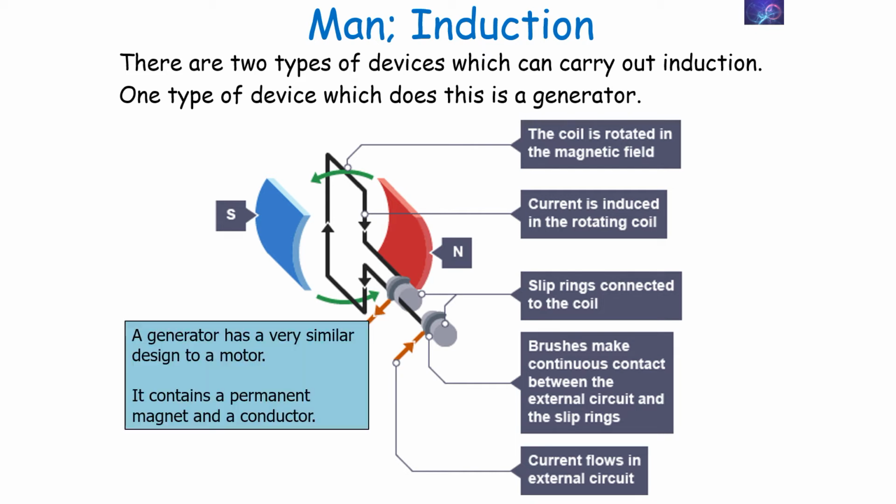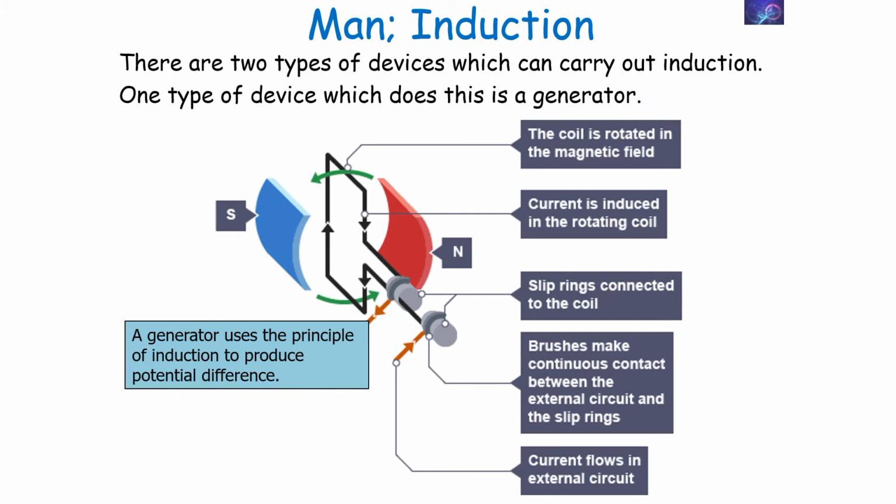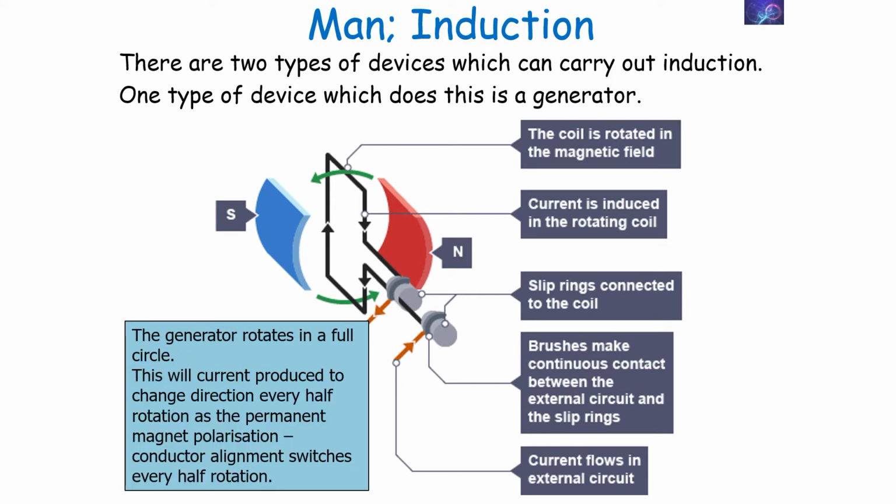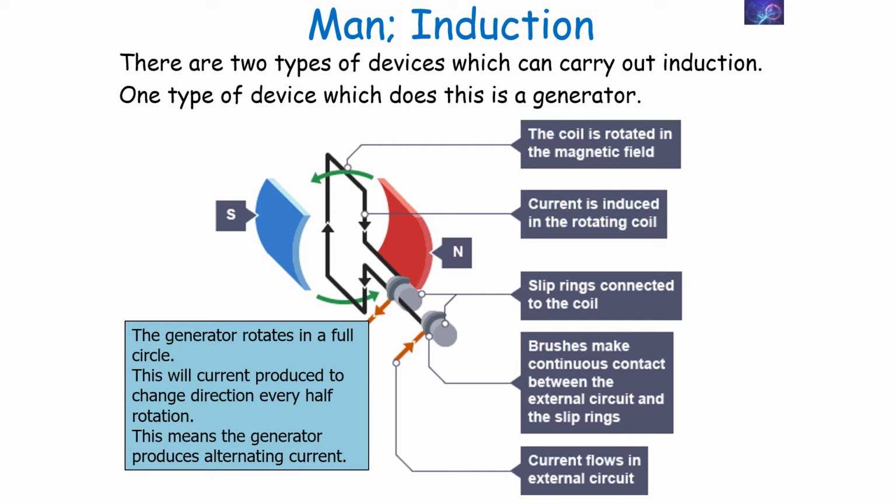Now, you'll notice that a generator has a very similar design to a motor. It contains a permanent magnet and it contains a conductor. A generator uses the principle of induction to produce a potential difference. Now, this current produced will change direction every half a rotation as the permanent magnet polarization and the conductor alignment switches every half a rotation. So when the generator rotates in a full circle, it will produce an alternating current.